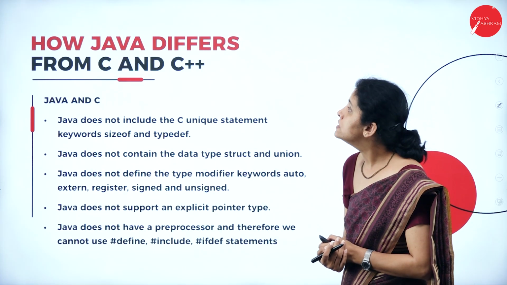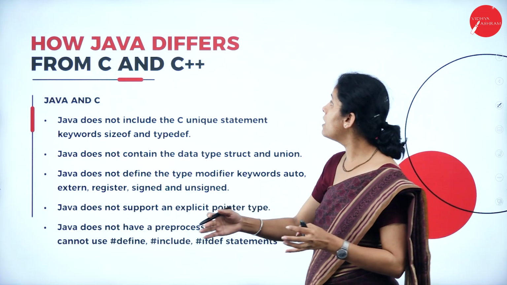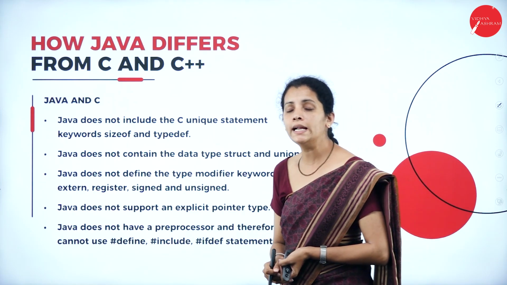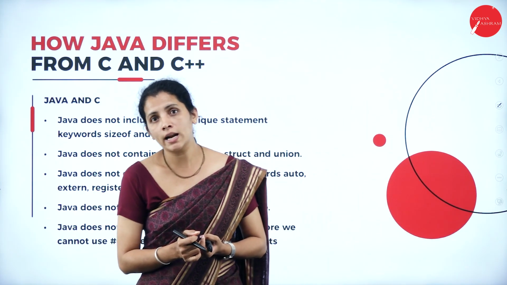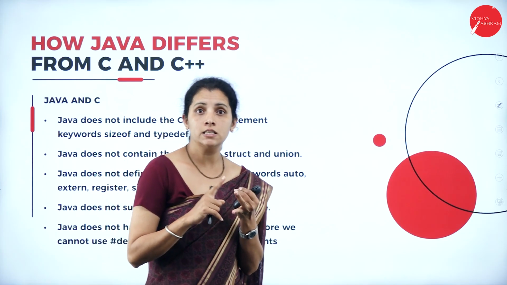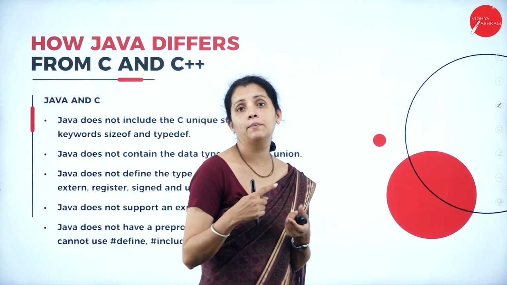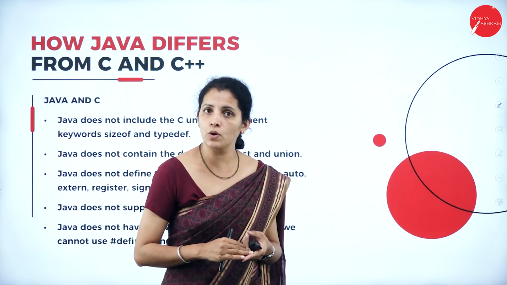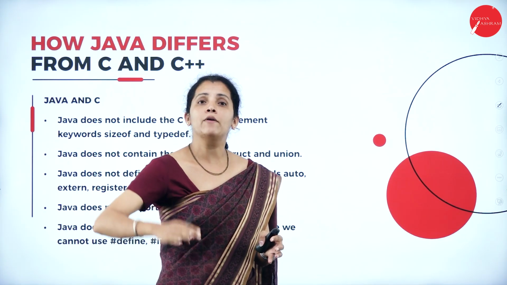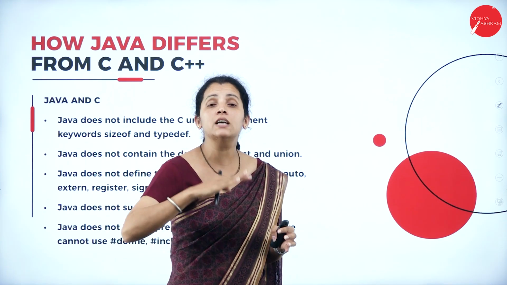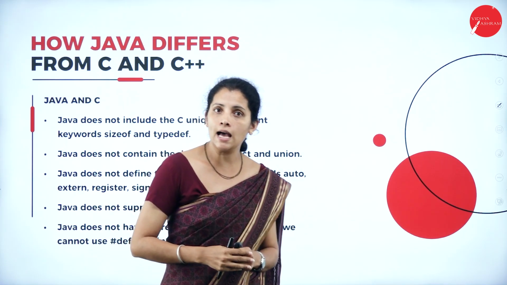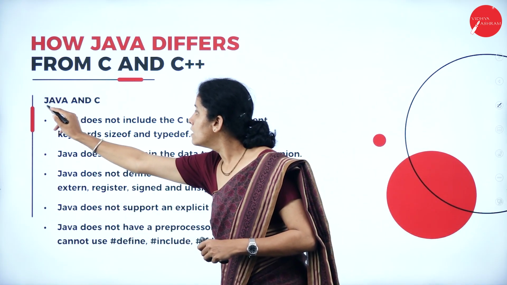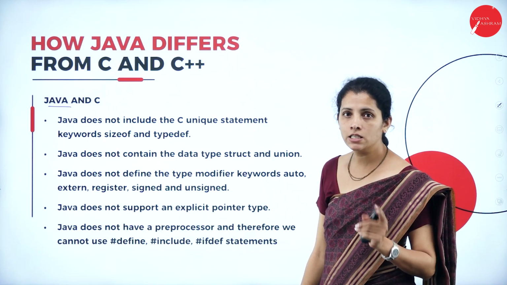Now I have how Java differs from C and C++. So dear student, when I talk about programming languages, I have C, C++, Java, .NET, Python. All these are examples of high-level programming languages. Now, I want to differentiate how Java is different from C as well as C++. So, here I have Java as well as C.